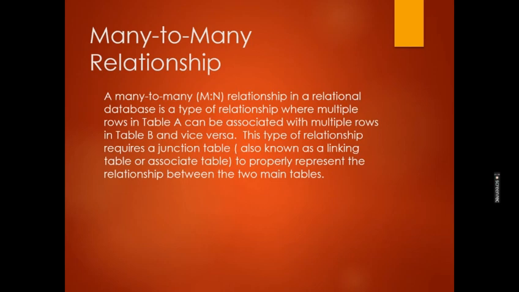Then we have the many-to-many relationship. A many-to-many relationship in a relational database is a type of relationship where multiple rows in table A can be associated with multiple rows in table B and vice versa. This type of relationship requires a junction table, also known as a linking table or associative table, to properly represent the relationship between the two main tables.